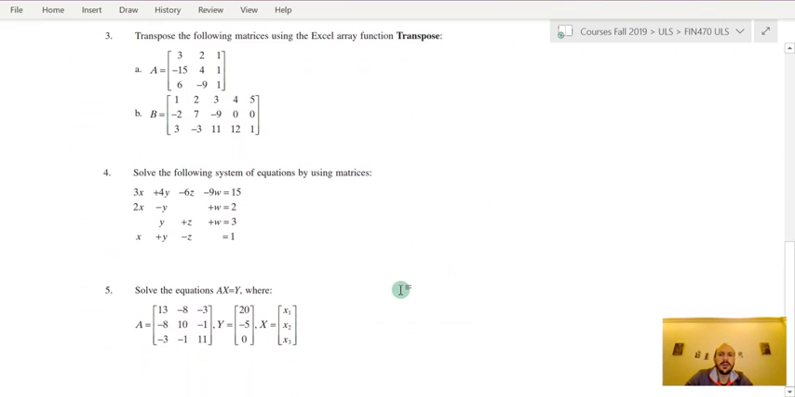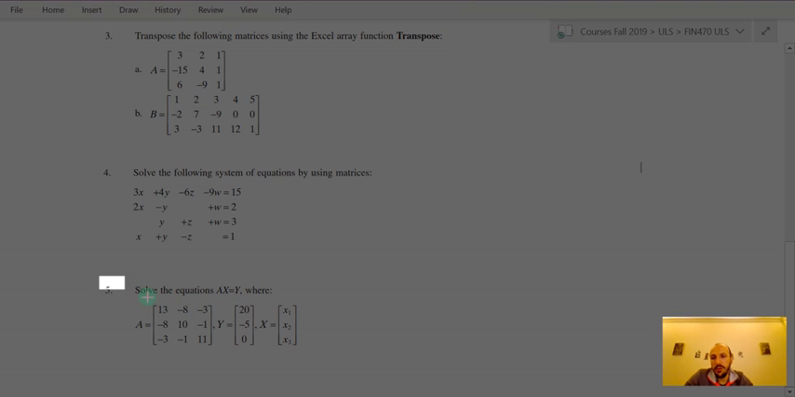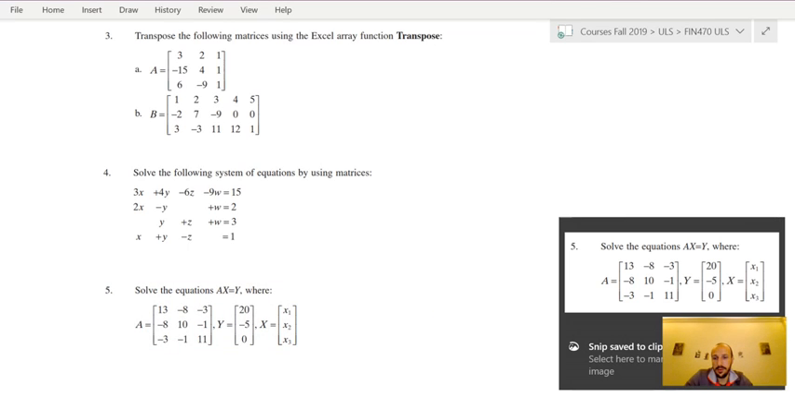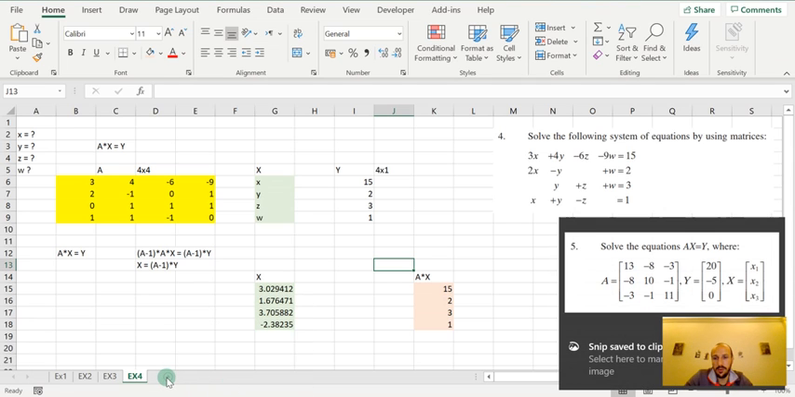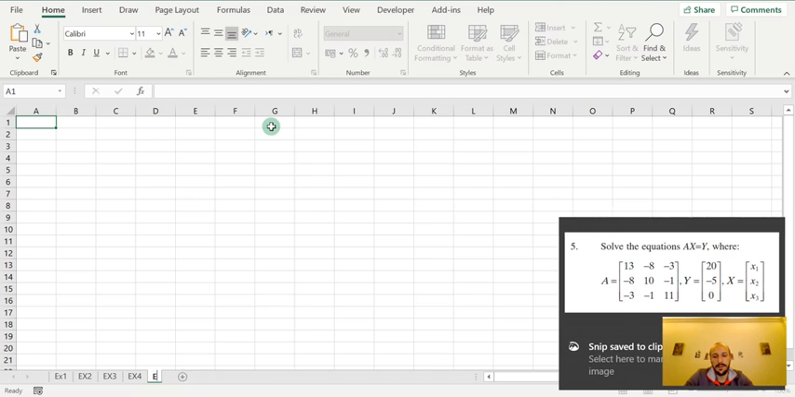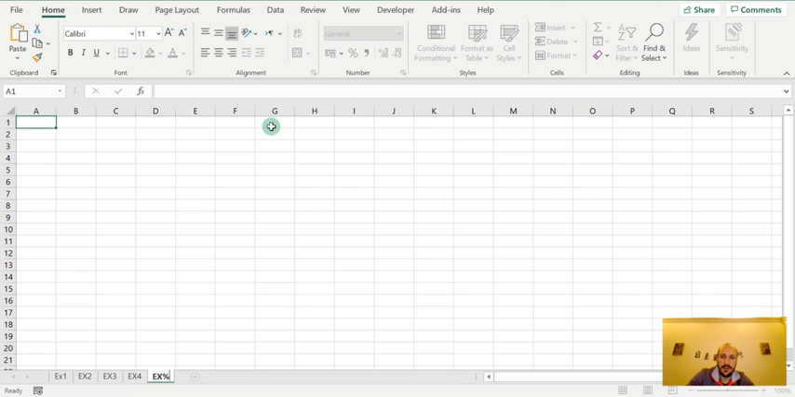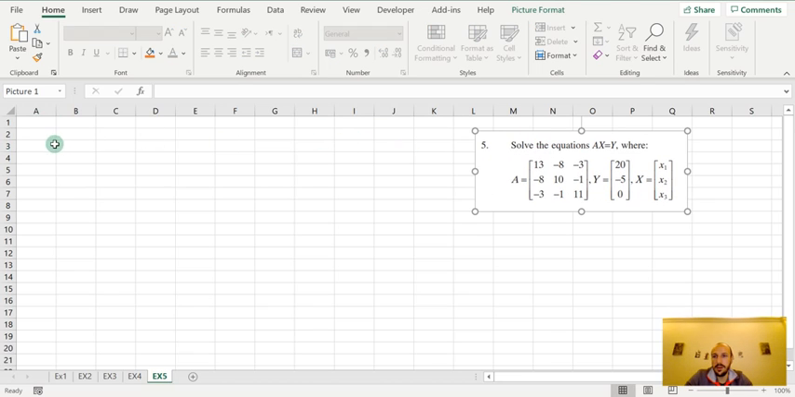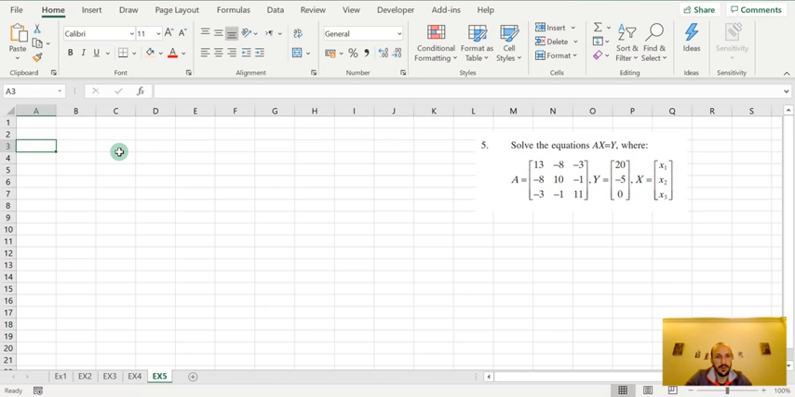And finally, solve the equation AX equals Y. Here it's the same. We have to find X. Now you know how to deal with this kind of question, so we'll do it here. Exercise 5, we will display the values here. So now we have the following.